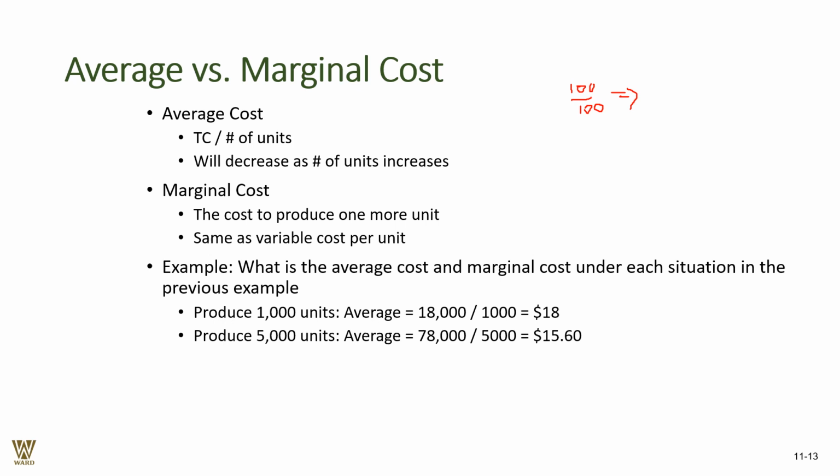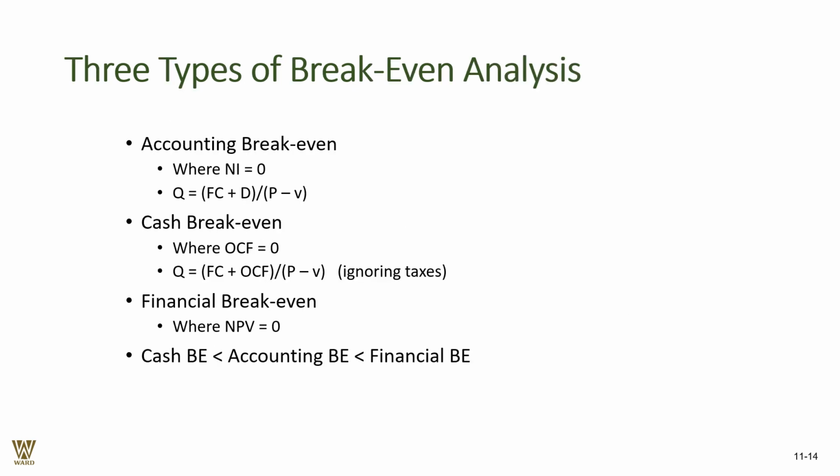Marginal cost is the cost to produce one unit, the same as the variable cost per unit. This is what we need to understand every now and then. Producing 1,000 units, the average is 18,000 divided by 1,000, which is $18. Producing 5,000 units is 78,000 divided by 5,000, which is $15.60. Now you see the average cost goes down, and that is what we want to hammer home.